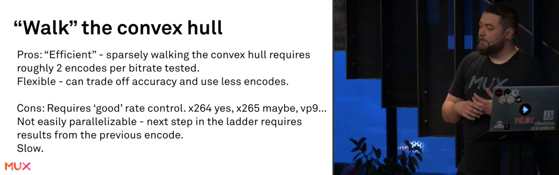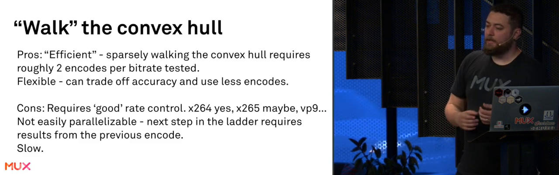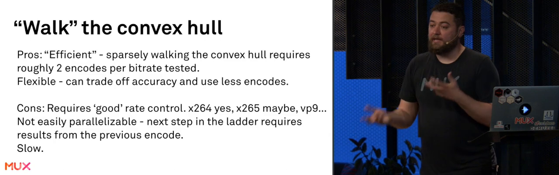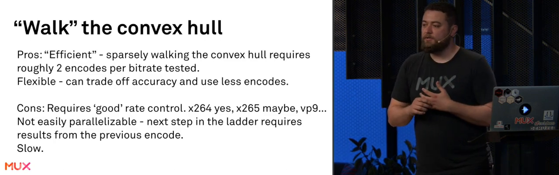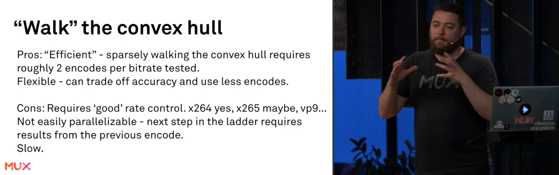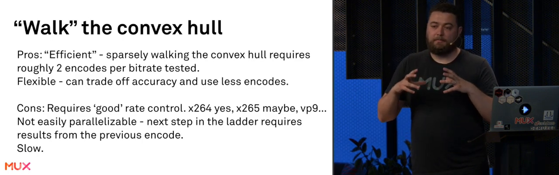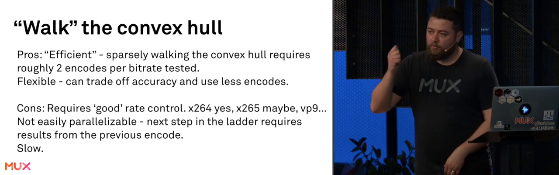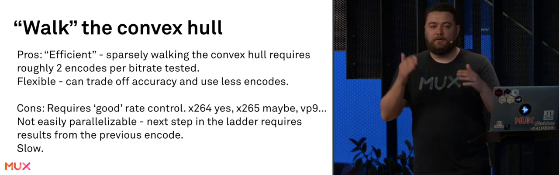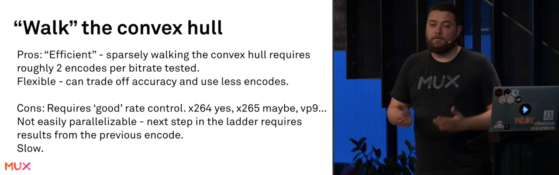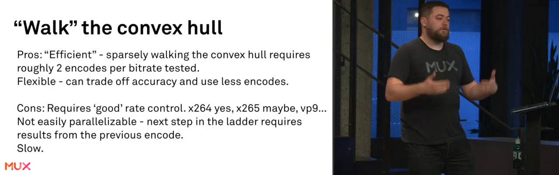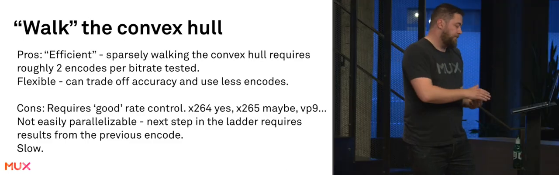Things like x264 with a 2-pass mode, where you're tightly hitting a bit rate, are great for ABR algorithms and great for this comparison. But with newer codecs that don't have the same approach to rate control, or don't have the same ability to give you a good predefined rate, this is quite a difficult thing to implement right. And it's obviously not very parallelizable. You need to do a full encode, 2 full encodes, compare them, and then step down to the next one.